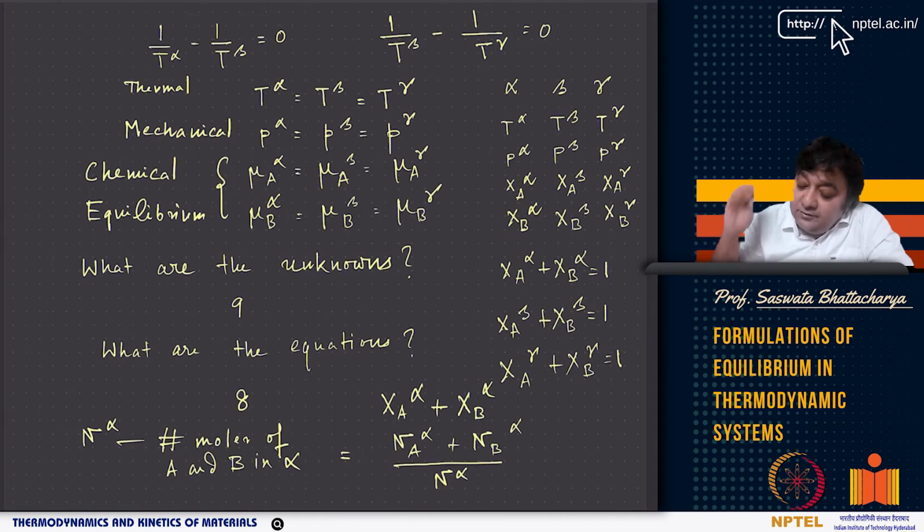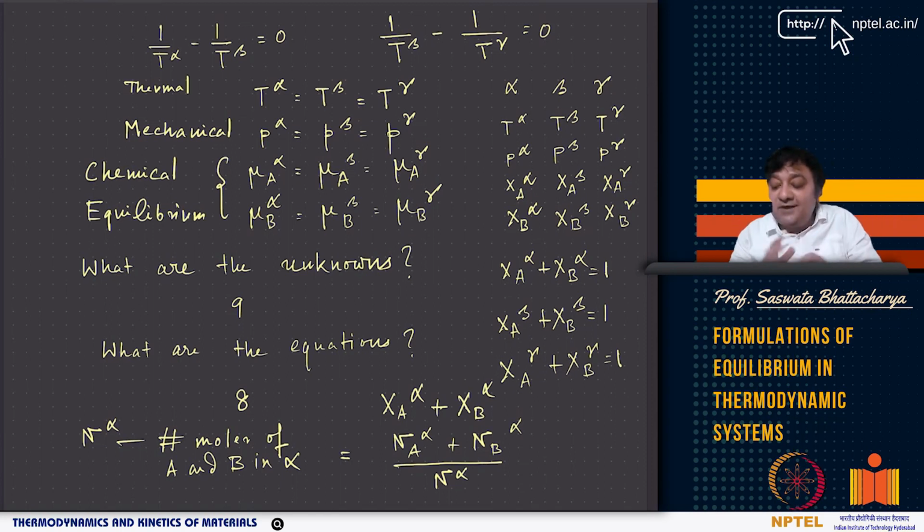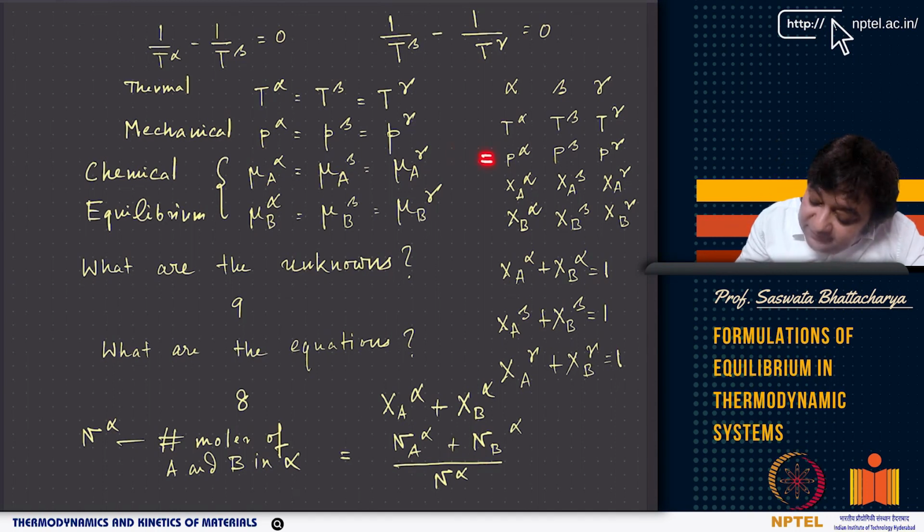Now you can take one set, right? You can take either these things or these things, right? You can take XA alpha, XA beta and XA gamma to be independent variables, then XB alpha, XB beta and XB gamma are automatically determined. So now if you see, if I remove P alpha, P beta, P gamma, because I am talking about condensed phases, that means P alpha, P beta, P gamma are all fixed to some value P, right?